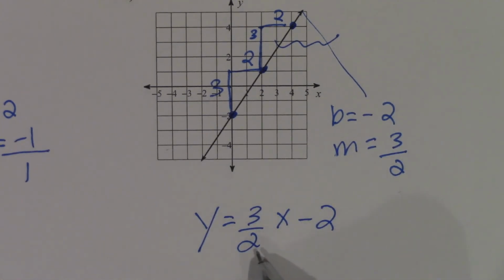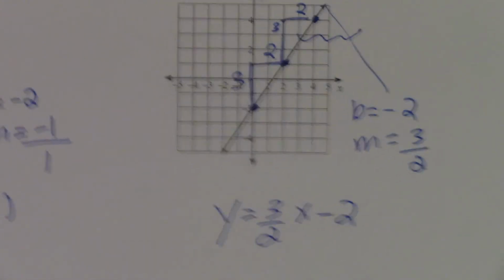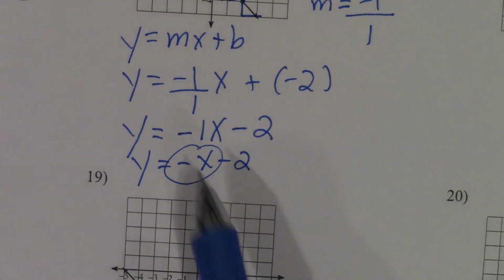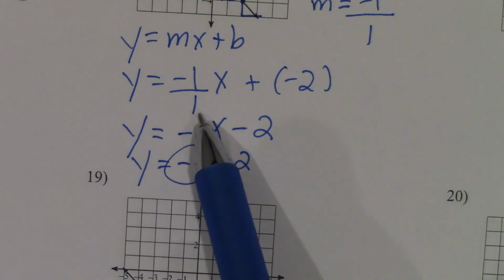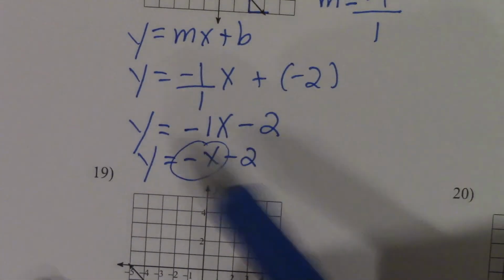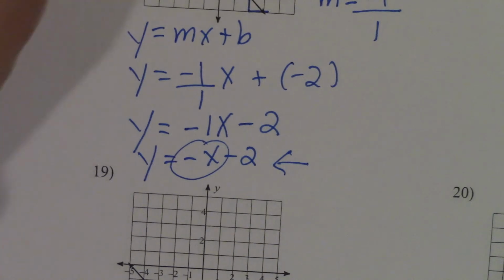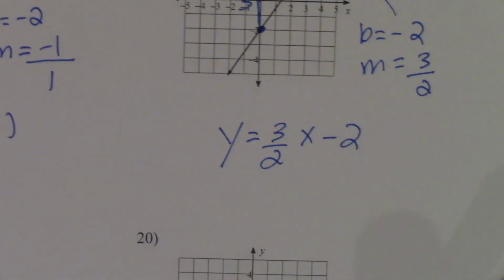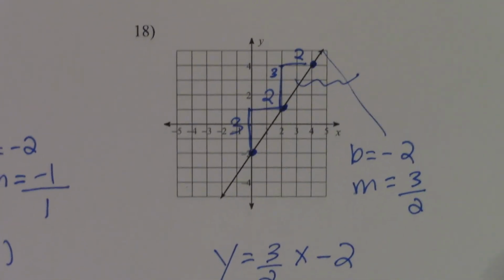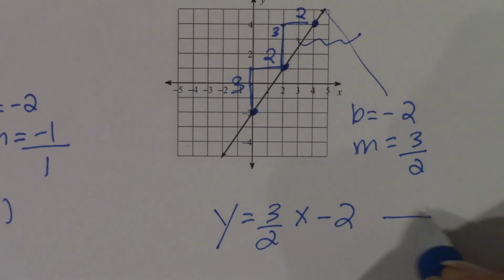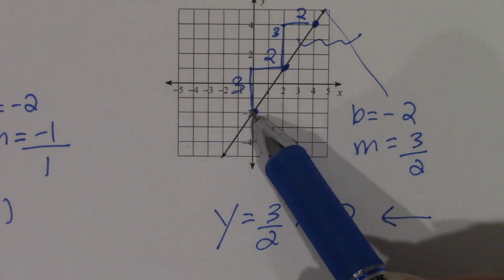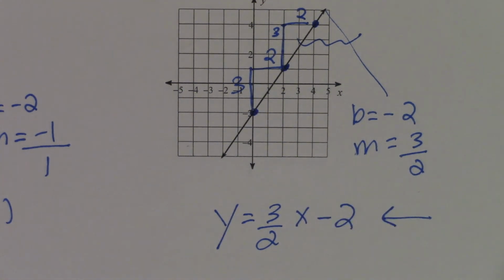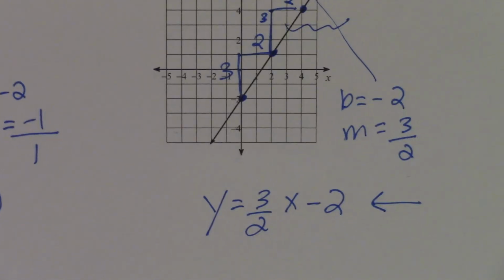Now I'm going to leave my slope as a fraction because there's a 2 in the denominator. Over here, I just got rid of the 1 beneath it. You could probably just leave it like that, but this is the proper form right here. Okay. And again, I'll go back. Here's my answer for 18. My y-intercept being a negative 2, my rise being a positive 3, my run being positive 2. So y equals mx plus b.